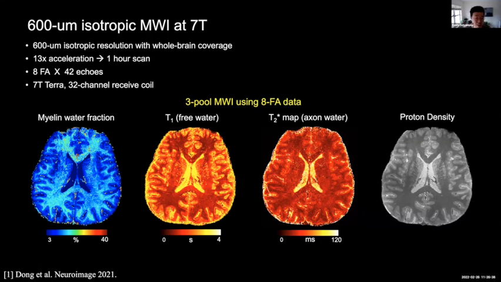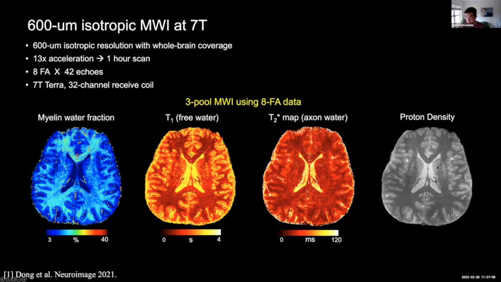This still takes a long time to do because it's really high resolution. It takes about 1 hour of scanning. We get a lot of data though, 8 flip angles, each one with 42 echoes. So 300-400 different images here. On a 7T with a 3-pool model, you can see that we get really nice detailed myelin water fraction, T1, T2 star, and proton density.